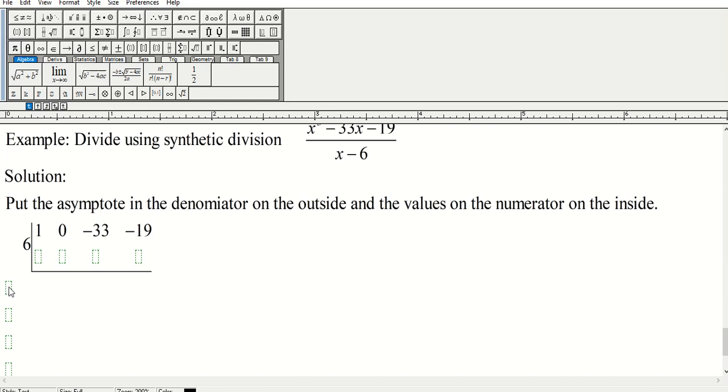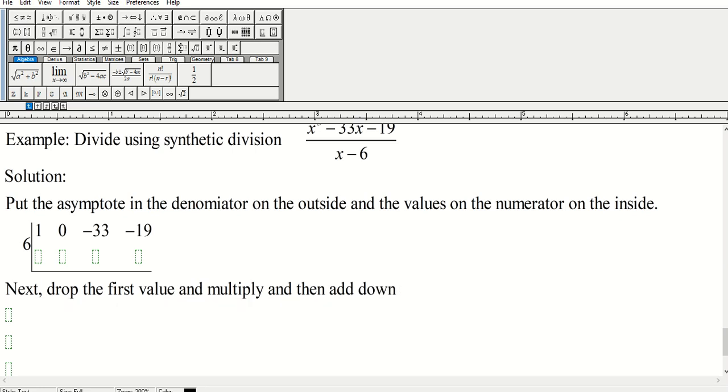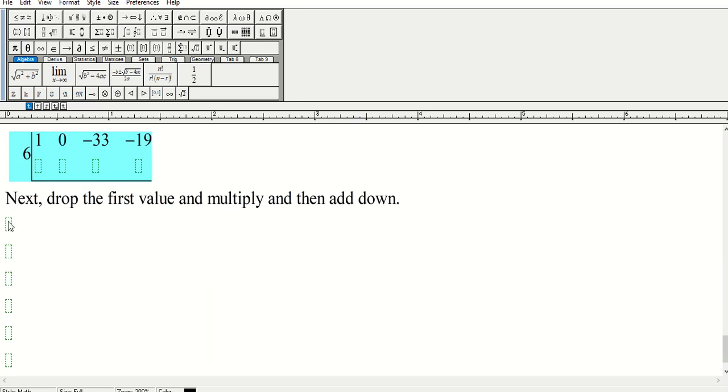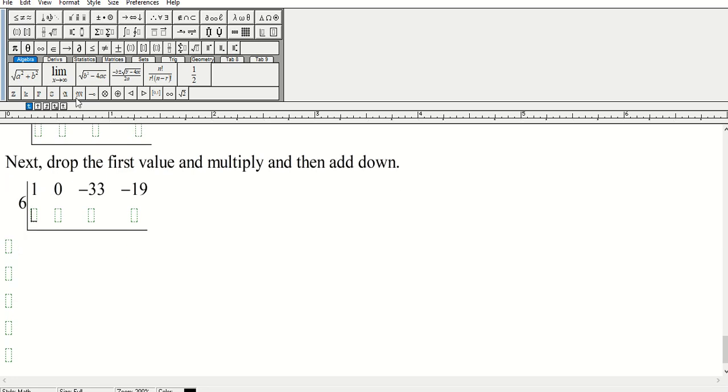So next, drop the first value and multiply, and then add down. You ready? So the first one's going to go here, so let's go ahead and copy this. As we get going, you won't have to write so much, but just follow me. So this first one gets dropped. So that's a 1. 6 times 1 is 6.